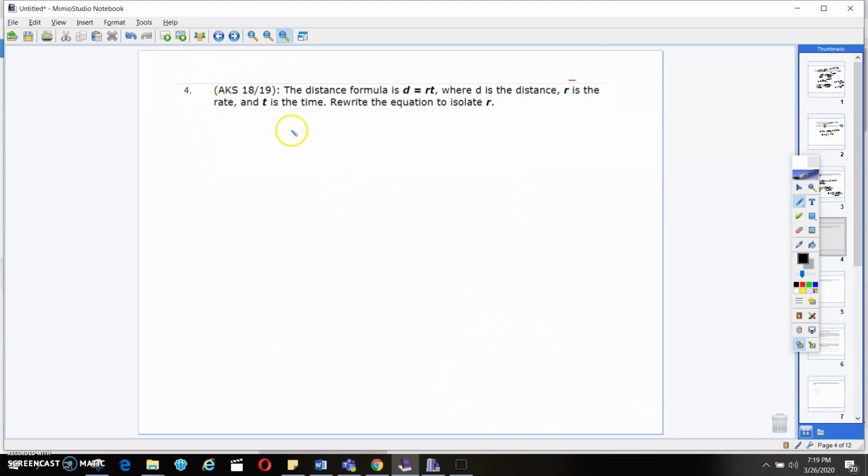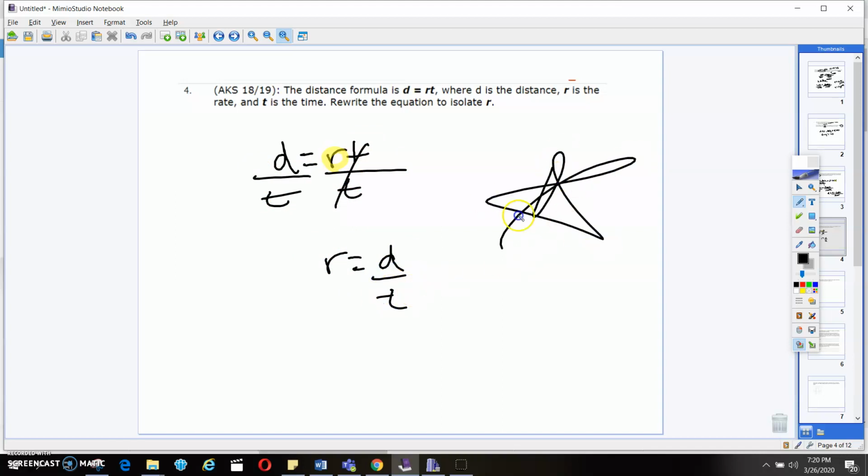On number 4, we've got this equation D equals RT, and we're trying to rewrite and isolate it in terms of R. So we're trying to get R by itself. R is attached to this T, so we're going to divide both sides by T. So R is going to equal D over T. I would highly suggest looking at this because 2 questions are very similar to this.